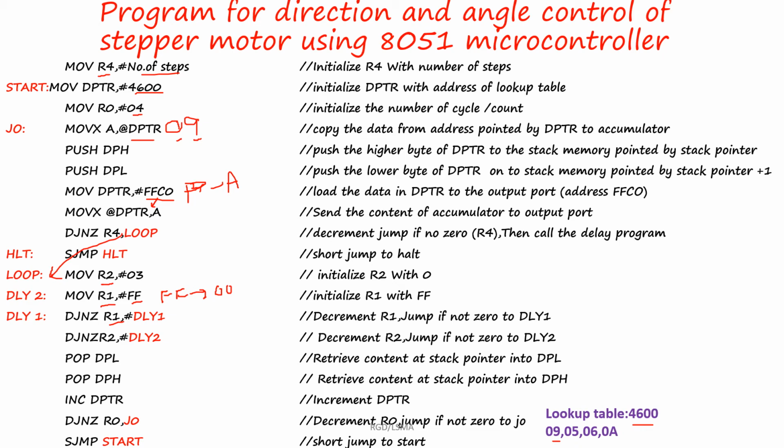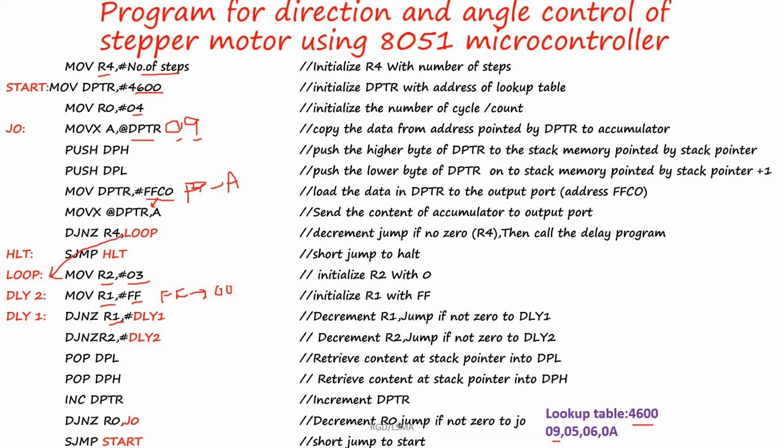The next, once it is 0, then it will call the second delay program, that is decrement jump if not equal to 0. If R2 is not equal to 0, then you can call delay 2. Delay 2 in the sense, again you are loading the data FF to R1 and you keep on decrementing this FF to 00. So how many times will it do? It will do totally 3 times. FF to 00, it will take 3 times. It will keep on executing. Once this is completed, it will jump to this pop instruction.